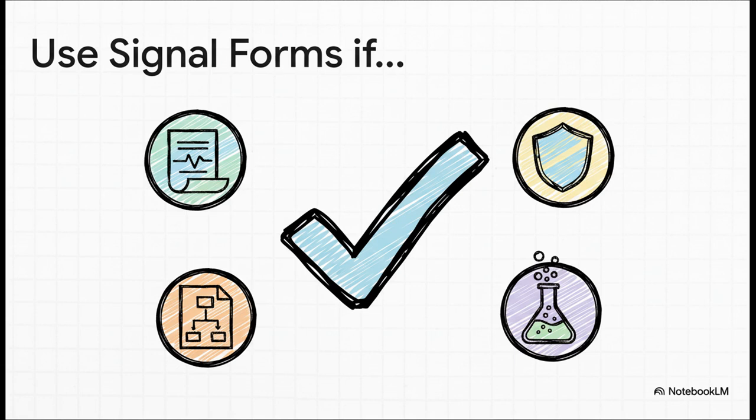Okay, so you should be looking at signal forms if you're living on the cutting edge. If you're starting a brand new app on Angular 21 or later, and your team is all in on signals. The way type safety just flows from your data model is a massive win, and that central validation schema is super clean. But, and this is a big one, you have to be comfortable with that experimental label for now.